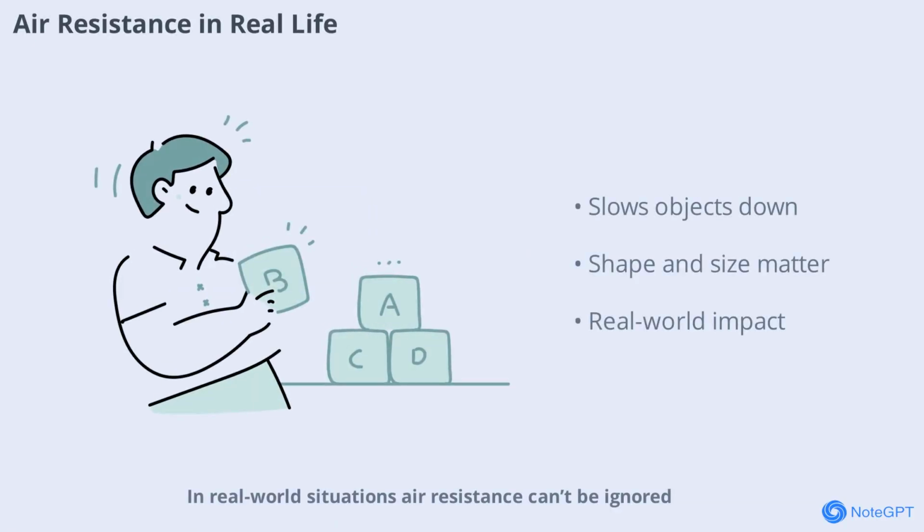In real-world situations, air resistance can't be ignored. It acts opposite to the direction of motion, slowing the projectile down and altering its path. The effect of air resistance depends on the shape, size, and speed of the object. For example, a feather falls much slower than a stone because of greater air resistance. Understanding air resistance is crucial for accurate predictions in sports, engineering, and even space travel. Next, we'll see how to calculate the range of a projectile.